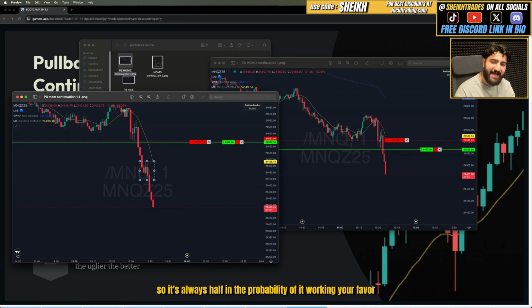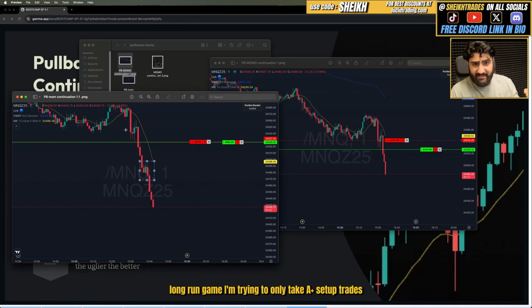So it's always halving the probability of it working in your favor. So I stay away from them, because trading is a long run game. I'm trying to only take A+ setup trades, high EV trades. So you can see I'm not taking this trade, but I'm okay with holding because I'm on top of the hill. Like, genuinely, I'm on top of the hill. I have full control of what's happening.